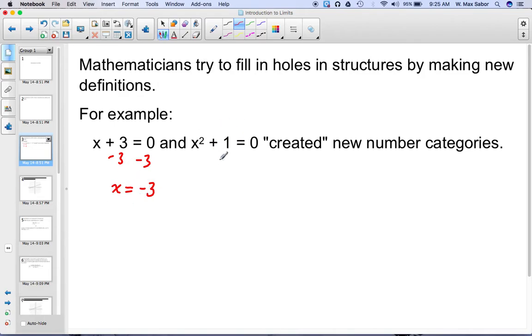Or here, much more recently, does this equation have a solution? When we talked about it in Algebra 1, we said, no, it doesn't. There's no real number multiplied by itself, but mathematicians created a new set of numbers, the complex numbers, that would be solutions to this, so plus or minus i. They create new number categories. And limits arose from this idea, trying not necessarily to create a new number, but to fill holes in a structure.